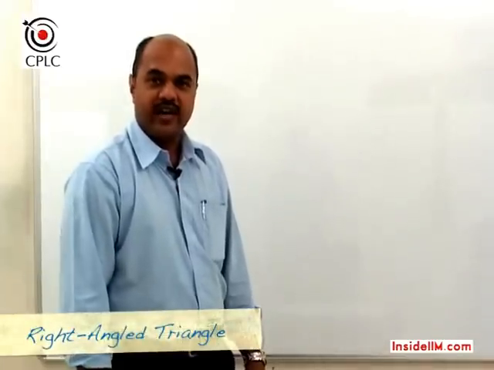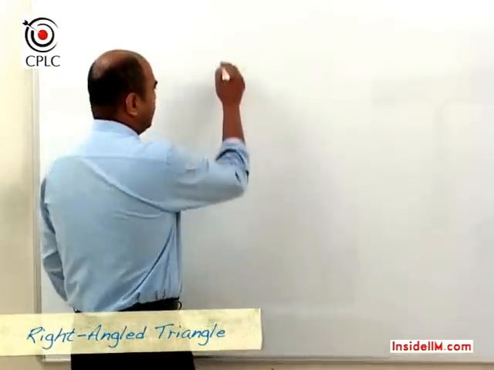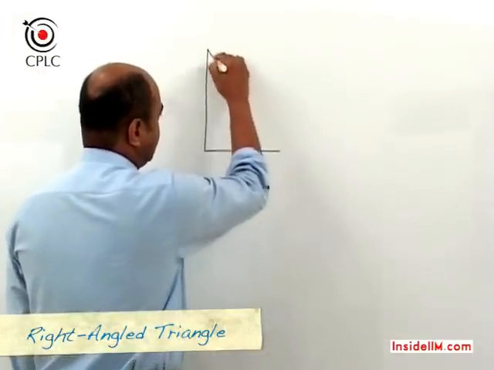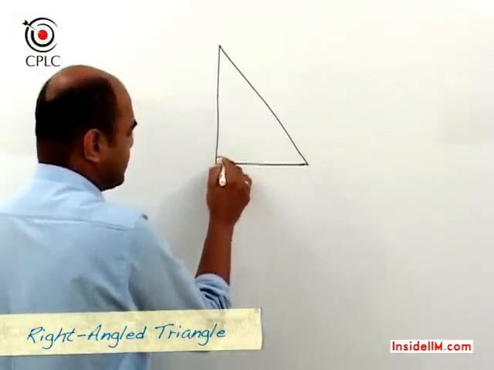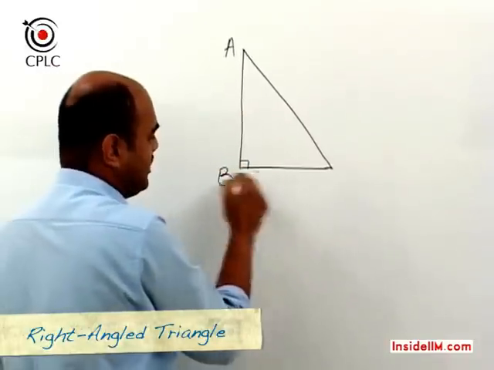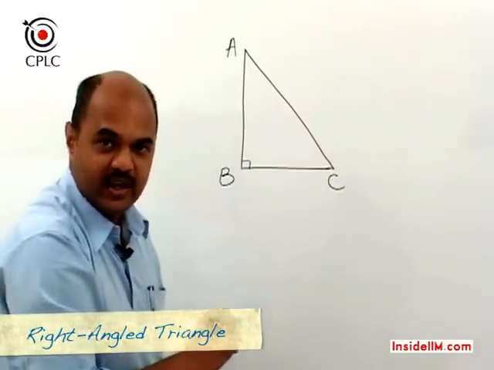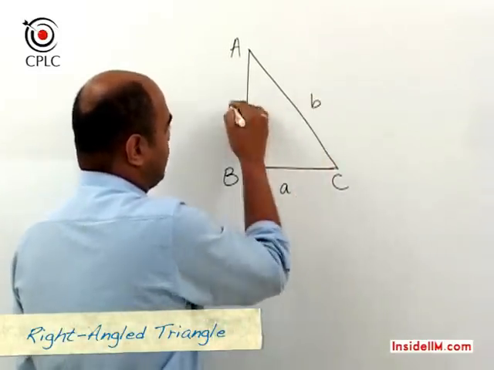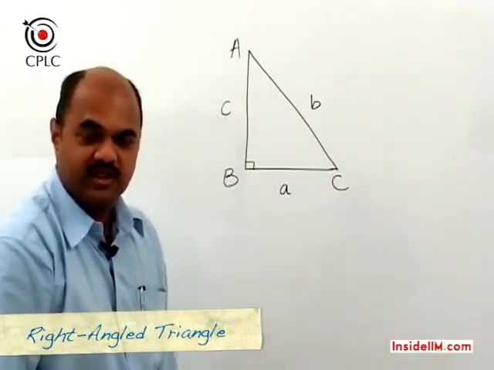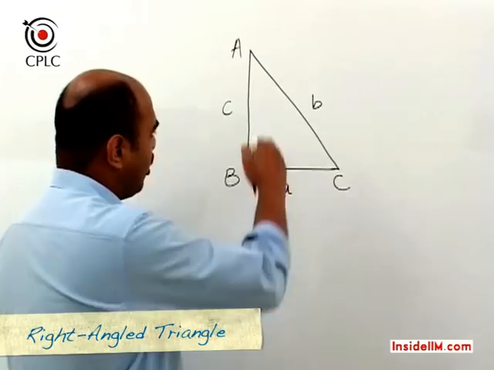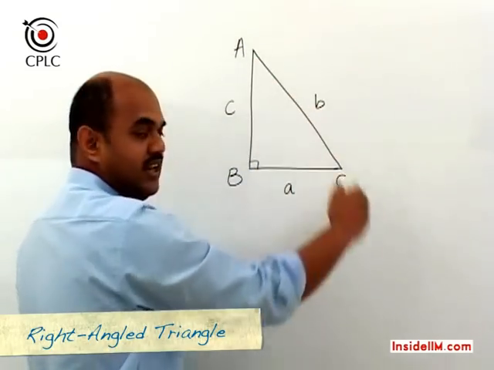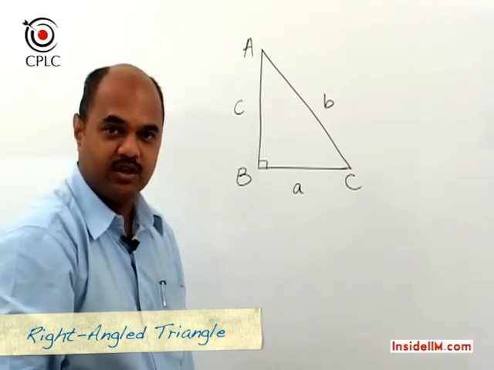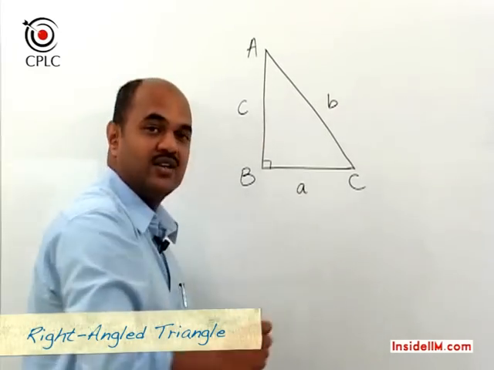We now look at a right angle triangle. A right angle triangle is a triangle where one angle is 90 degrees. Suppose we look at triangle ABC where angle B is 90 degrees. And if we label these sides as small a, small b and small c, then the side opposite to the 90 degree angle, which in this case is AC, is called the hypotenuse, which will be the largest side of the triangle.